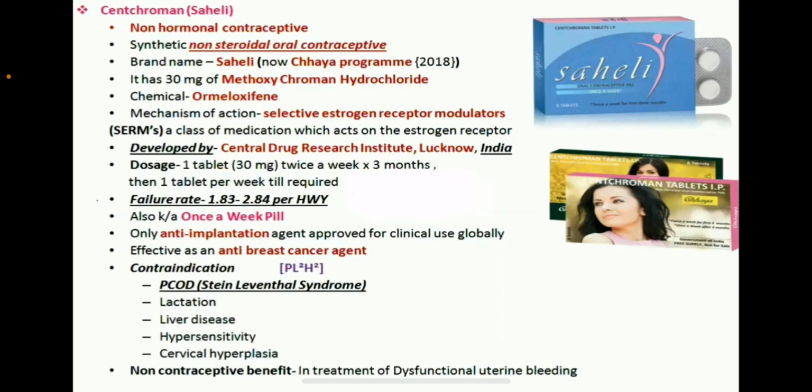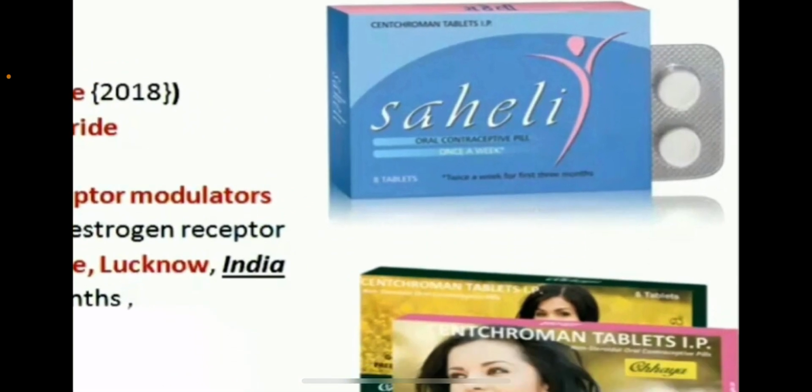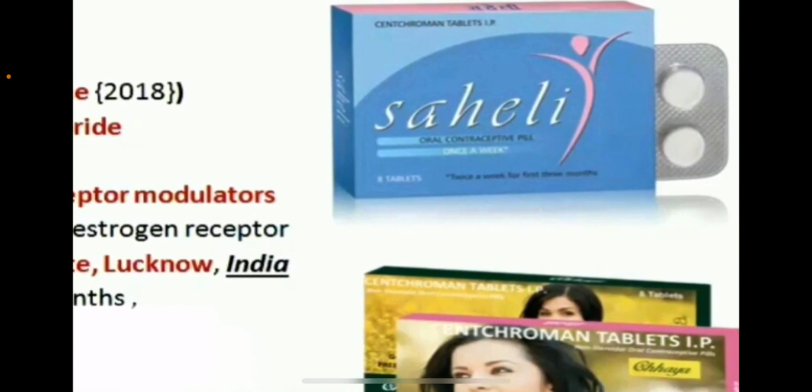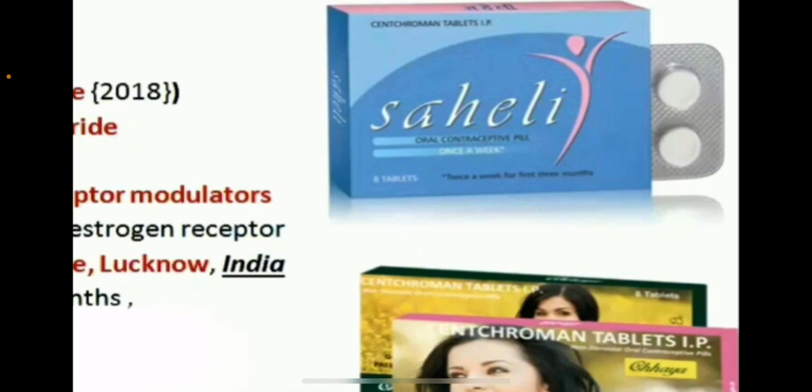Moving on to a very important thing, that is Centroman, popularly the brand name Saheli. Centroman is a non-hormonal contraceptive. It is a synthetic non-steroidal oral contraceptive pill. The brand name Saheli, now the Chaya program, has been started by the government in 2018. The popular brand name is Saheli, and this is an oral contraceptive pill in India, now under the program Chaya.